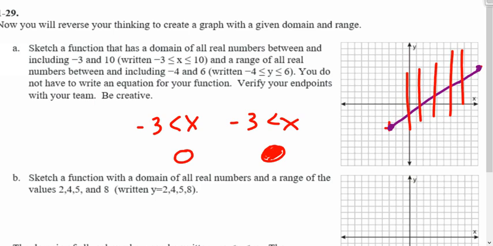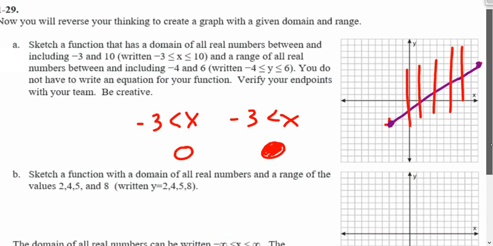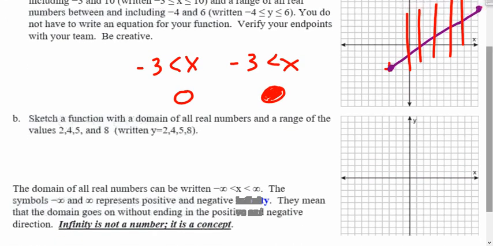Second one is a little bit harder. For the second one, it says the domain is all real numbers. So every single value has to be here, which means there has to be arrows on both sides. But the range, the y values, can only be at 2, 4, 5, and 8. So this is a very common answer I'll get from students.